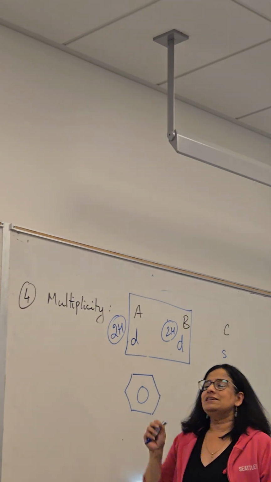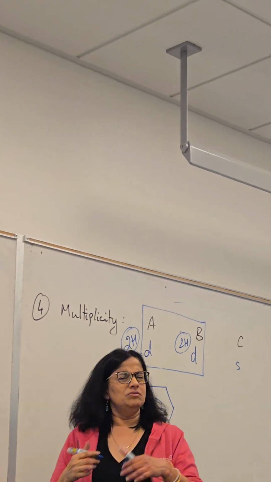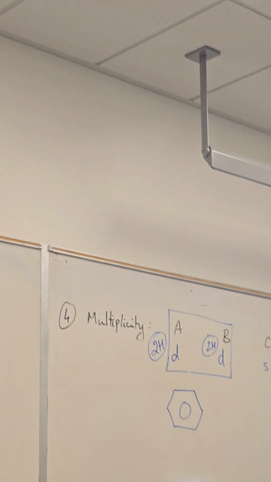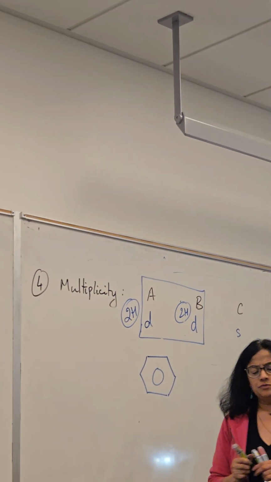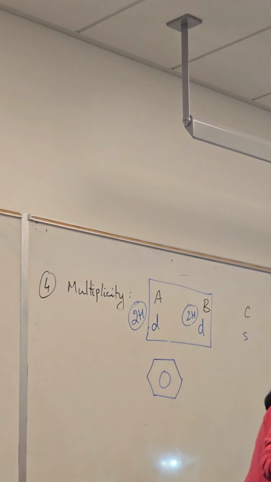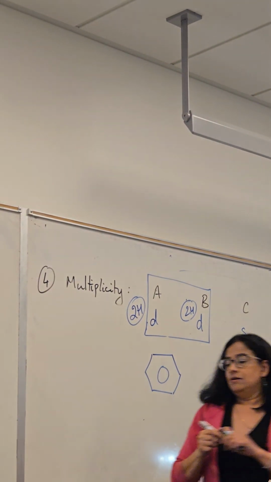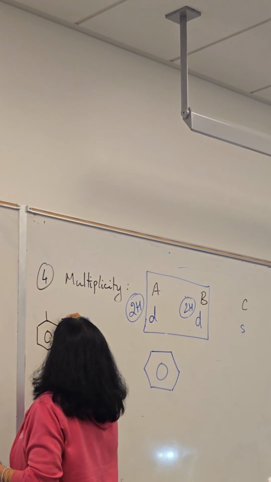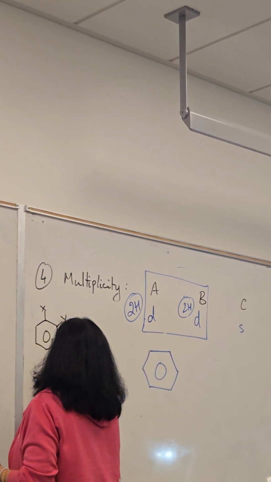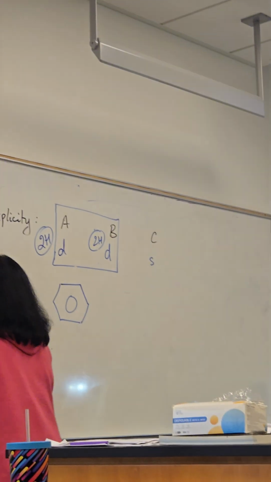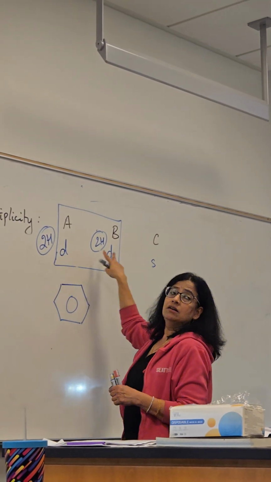When you have di-substituted benzene, how many kinds of di-substituted benzene are possible? How many arrangements of di-substituted benzene are possible? 3. What are those 3? 1,2, 1,3, and 1,4. Which of them will give us 2 clean doublets?